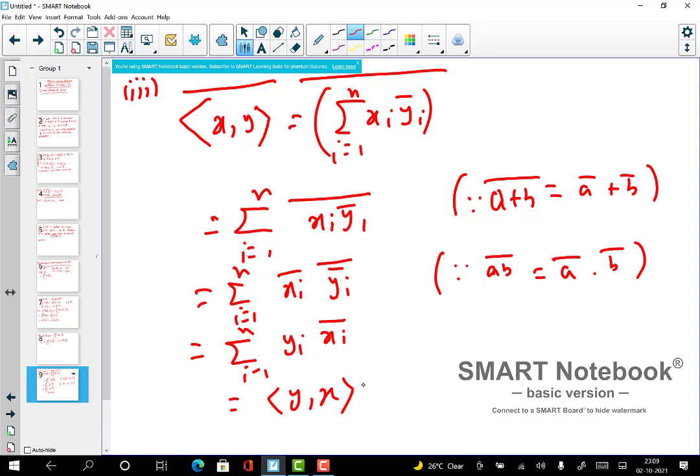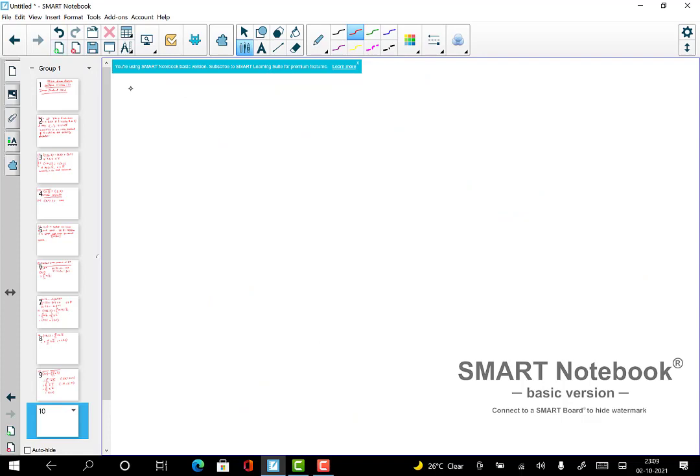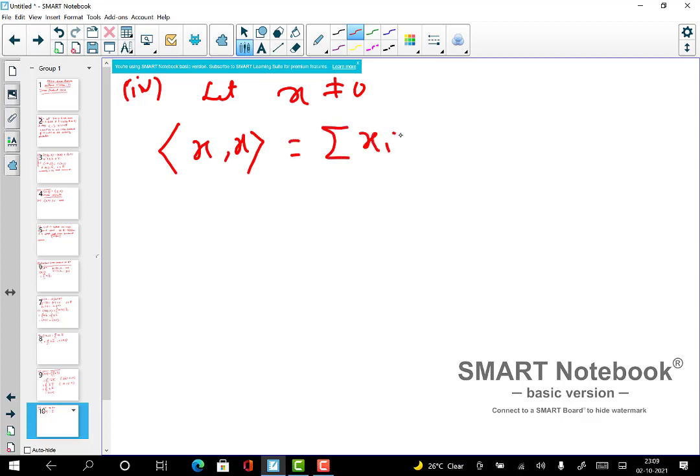Now the only thing remaining is to show property 4, that whenever you take a non-zero vector, so let x not equal to 0 be a non-zero vector in V, you want to show that this is actually positive. By definition this is the summation over i equal to 1 to n of xi times xi bar, but that is nothing but the modulus of xi whole square, i equal to 1 to n.